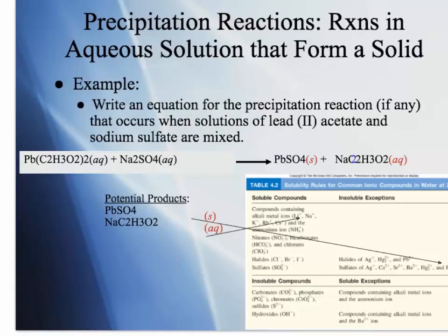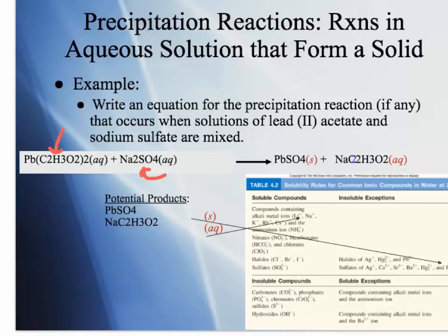Pb(C2H3O2)2, that's the acetate ion right there, and that is aqueous, so we put an (aq). And then sodium sulfate, Na2SO4, also aqueous, and so we put that there. On the left-hand side are the reactants.